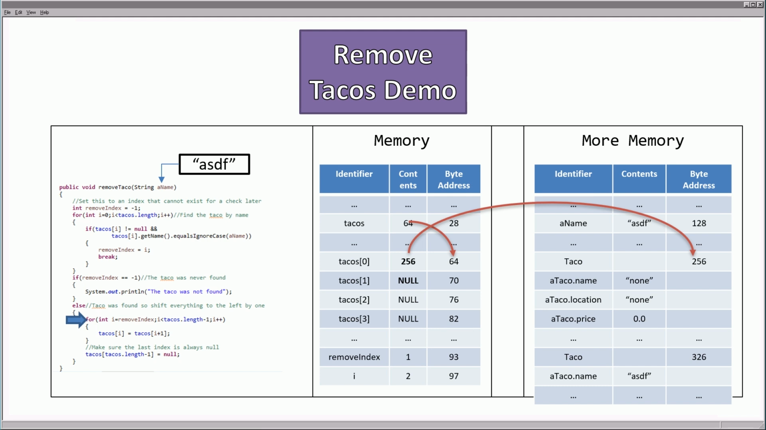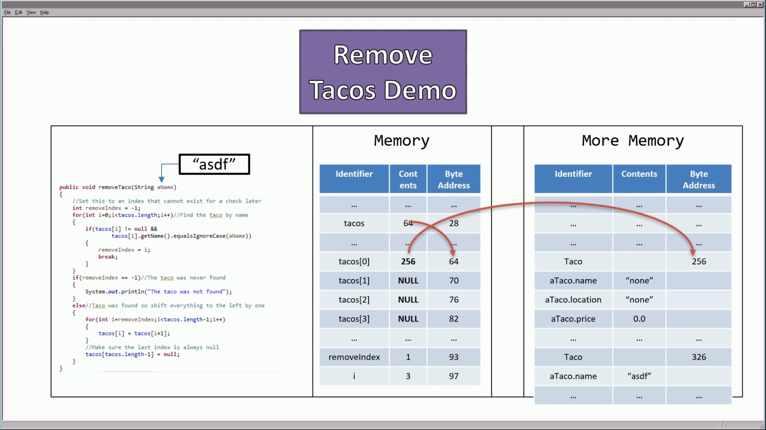Now we increase i by 1, which becomes 2. Tacos at index 2 is equal to tacos at index 3, which is just assigning null to null. Now i is equal to 3. Tacos.length is 4. 4 minus 1 is 3, and 3 is not less than 3. We jump outside of this for loop and then assign the last index. Tacos.length 4 minus 1, 3, is equal to null, which is tacos at index 3 is assigned to null.